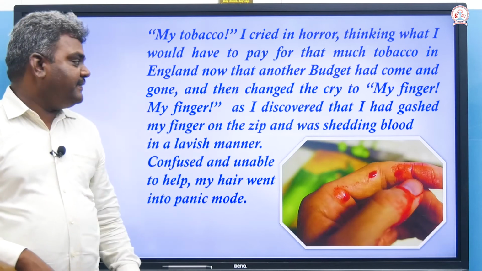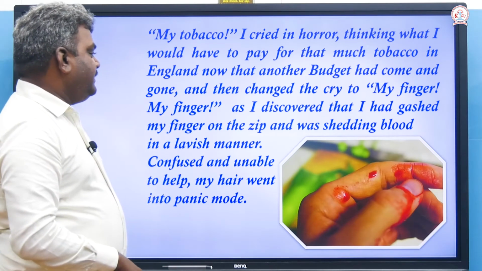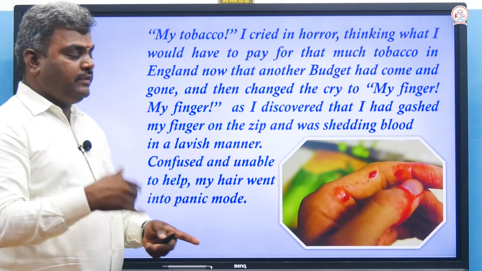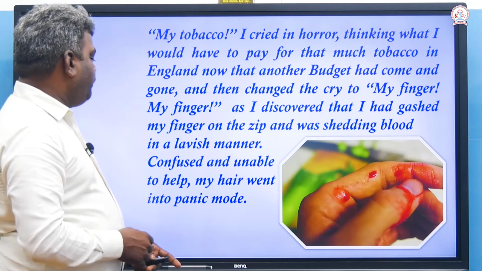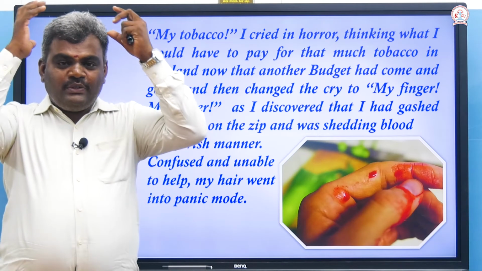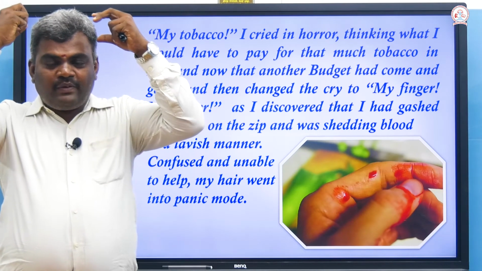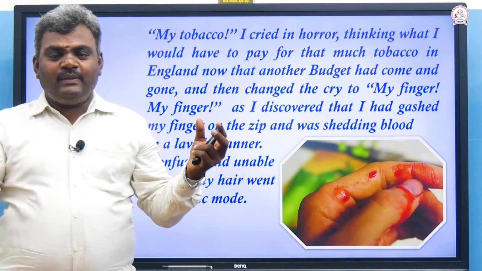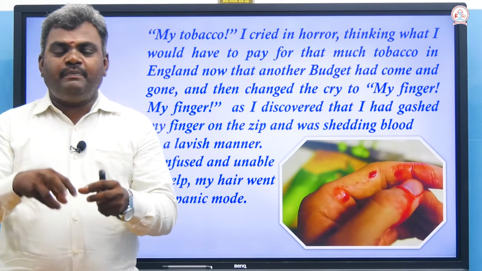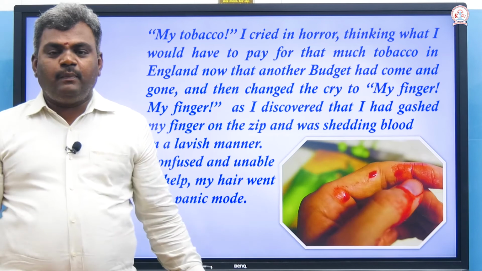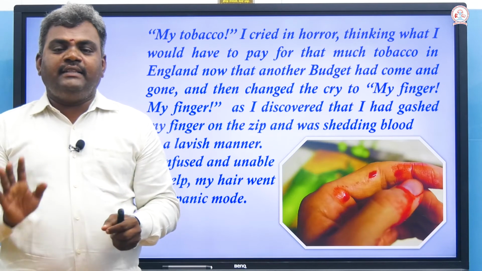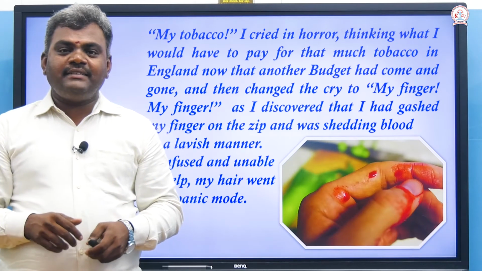What happens next? As I discovered that I had gashed my finger, it was shedding blood in a lavish manner, excessively. Confused and unable to help, my hair went to panic mode. Panic mode means his combed hair has become like needles, here and there. So now he's looking like a mad fellow because he has done something wrong. On top of the stuff spread over the place, now the bleeding is there. So in the airport, the people who were there were looking at him. What a man he is.